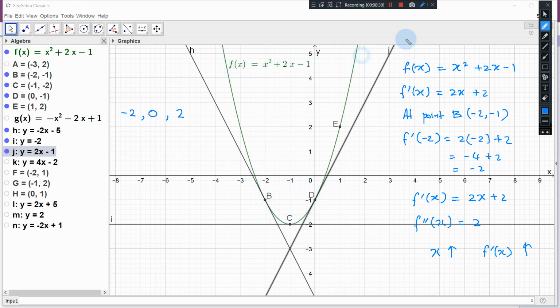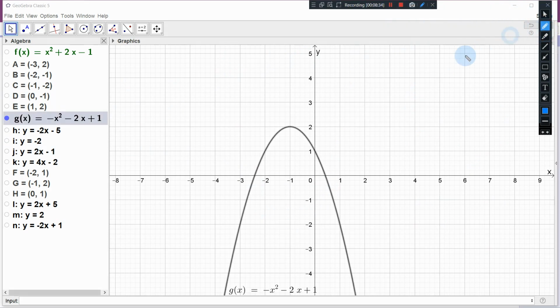Same thing if I have another graph. Okay, now I have another graph. G of x is equal to -x squared minus 2x plus 1. Let me find the first derivative first. G prime of x is -2x, -2. So this is a gradient function. We can use this function to find the gradient of the tangent of this curve at any point here. So how about the g double prime? This is a second derivative, -2.